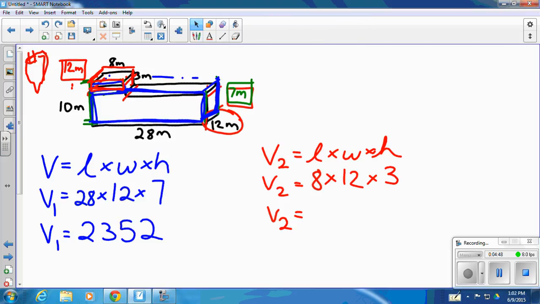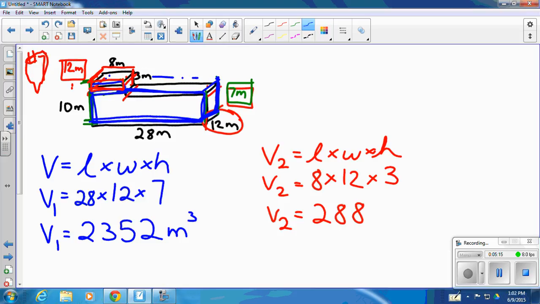Okay. All right, how about this one? Matthew, you said you got that one? Do you agree? Yeah. 288. Okay, now remember these units are cubed. Why are they cubed? Because they're volume, but why does that matter? It's three-dimensional, okay? So we have three measurements that we're multiplying together. So it is cubic units, and we're in meters, so it's cubic meters.